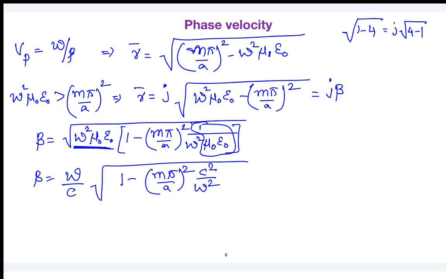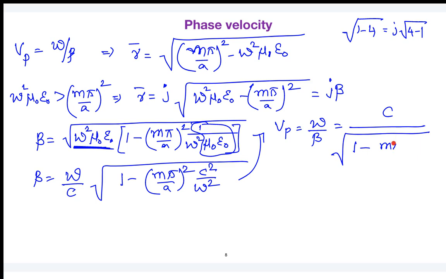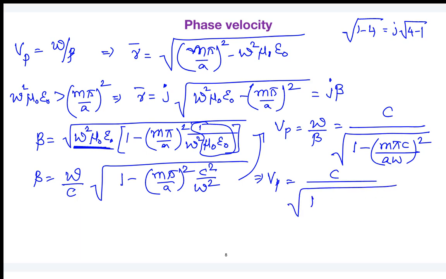So from this, what is the phase velocity? The phase velocity is equal to omega by beta. So what are you going to get? C divided by root over 1 minus (m pi c divided by a omega) whole square. So the phase velocity can be written as c divided by root over 1 minus (m pi c by a into 2 pi f) whole square.